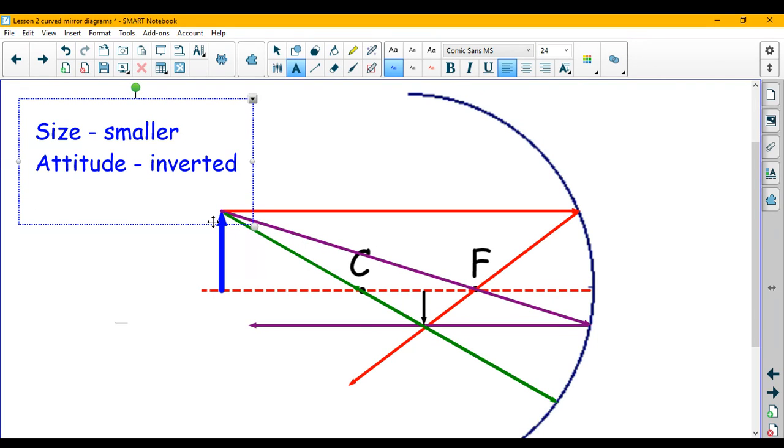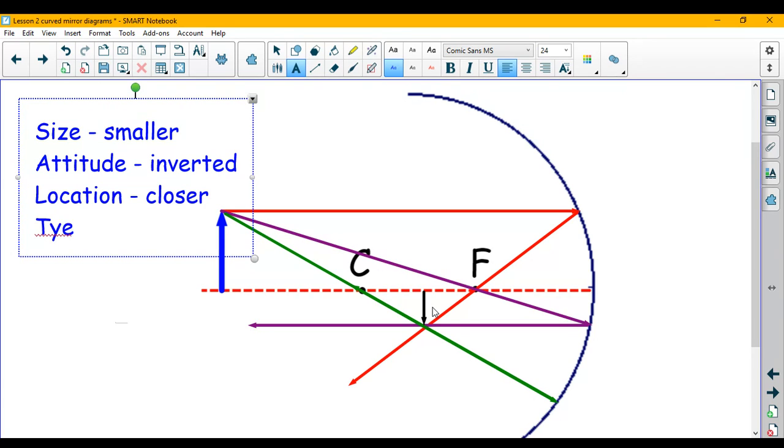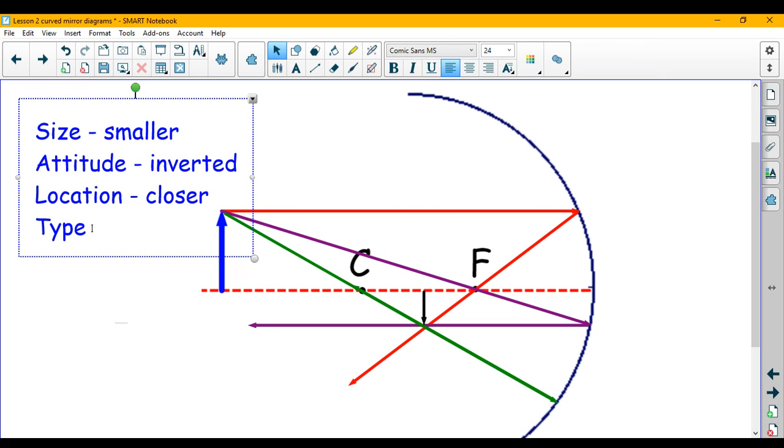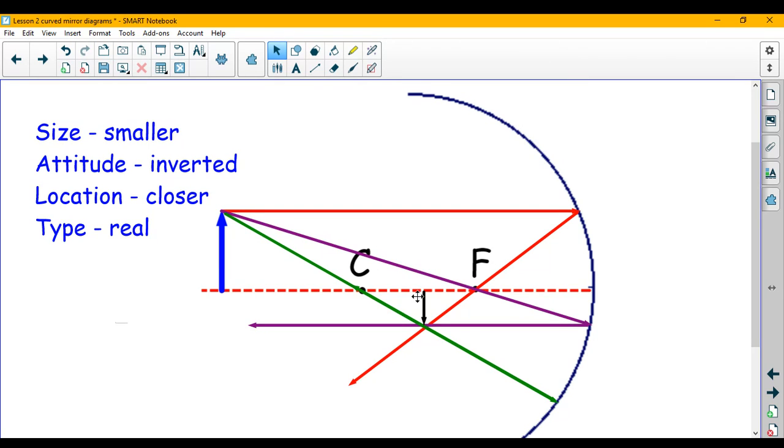It's inverted. Then we're going to look at location. When I look at location, I'm comparing how does this new image compare to the mirror compared to the original? Well, it's a lot closer. So I'm going to say closer because it is closer. And finally, the type. Now, the type could be a little hard for you to imagine, but there's a hint. Every inverted image is also real. Every time, if it's inverted, it has to be real. If it's real, it must be inverted. This means if I placed a screen here, that's where it'd be in focus. When I move my screen back and forth, this is where my screen would sit. So there we go. We've done our first one.